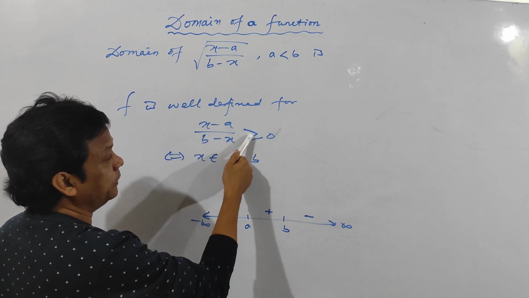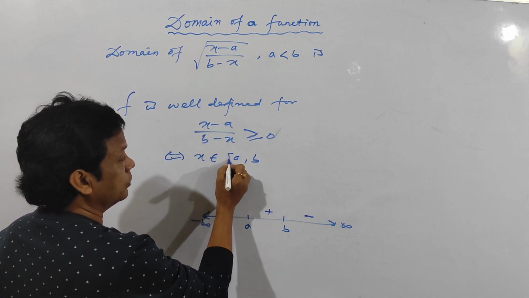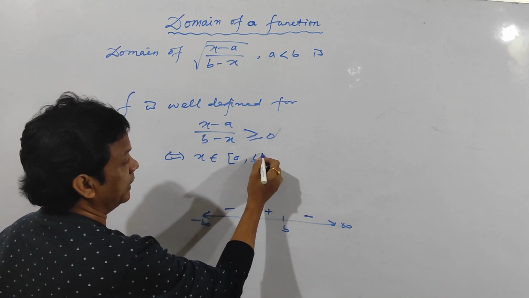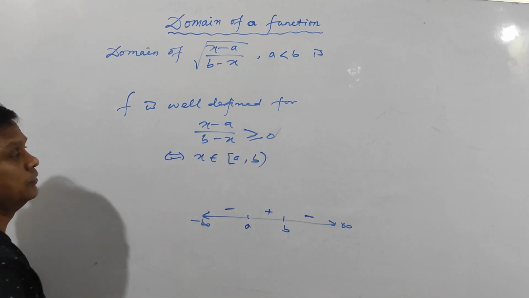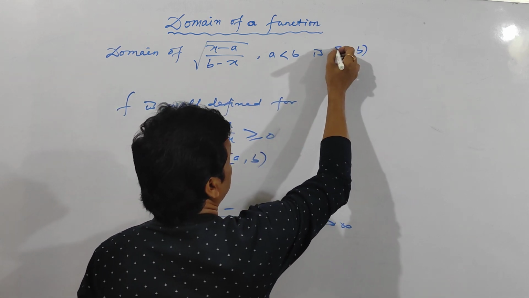Then P by Q will be equal to 0 if P is 0. That means x is equal to a. So put a closed interval on the side of a and open interval on the side of b. So this is the answer. That means [a, b), this is closed interval, this is open interval.